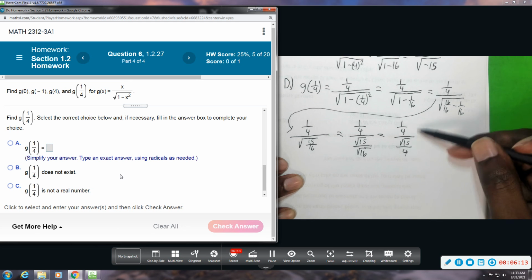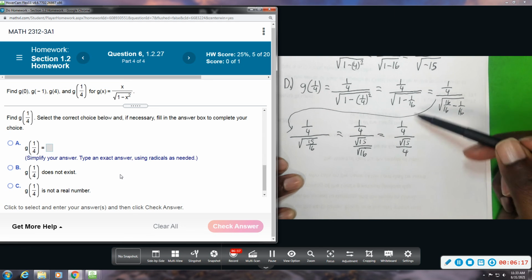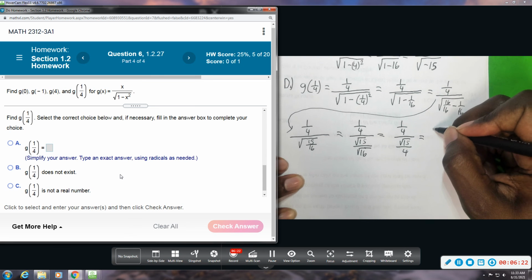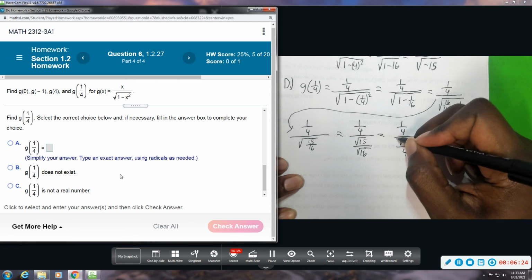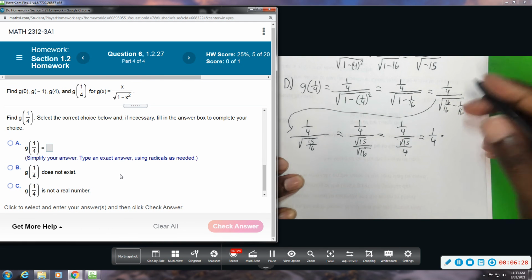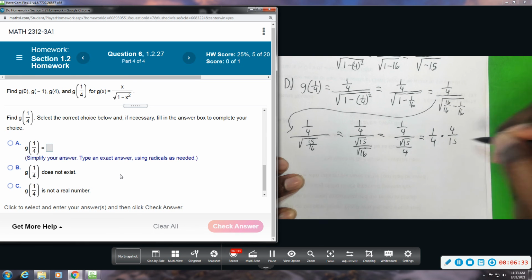When you have a fraction divided by a fraction, we're going to do keep, change, flip. So we're going to keep what's on the top, 1/4. Change the division to multiplication, and then flip the bottom fraction. So this will be 4 over the square root of 15.